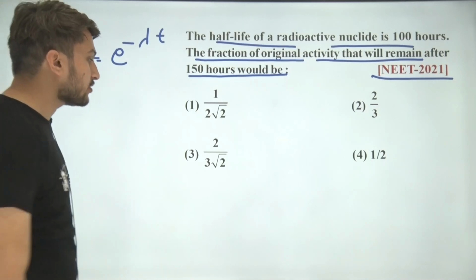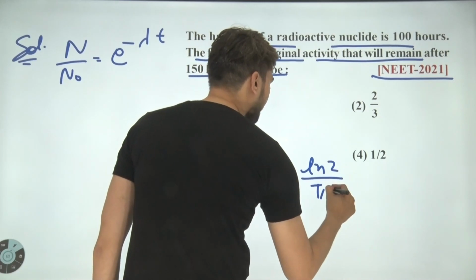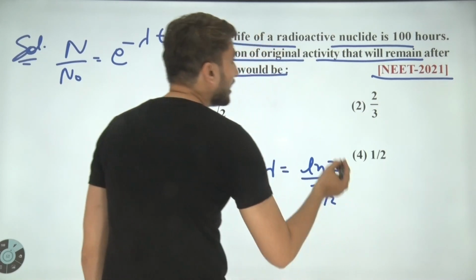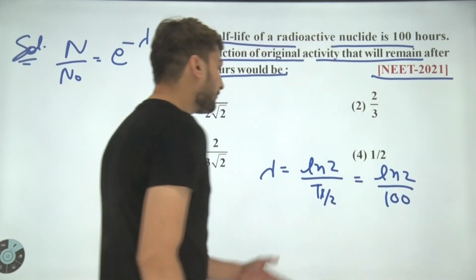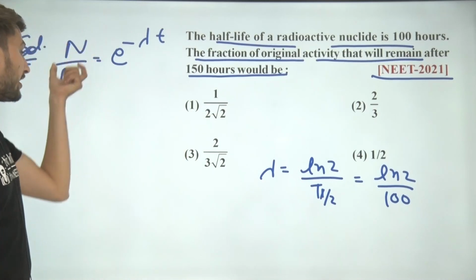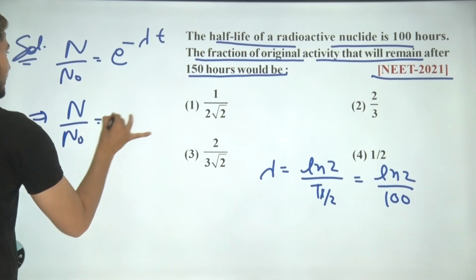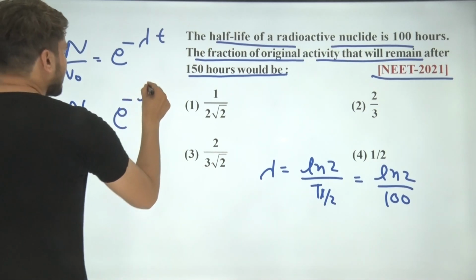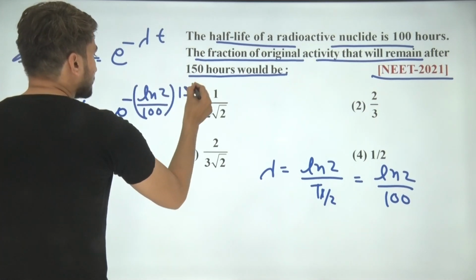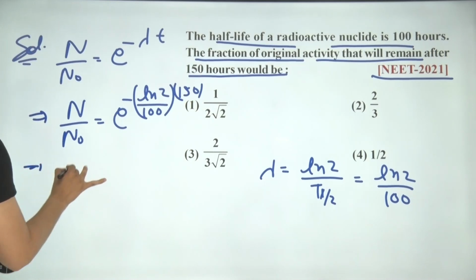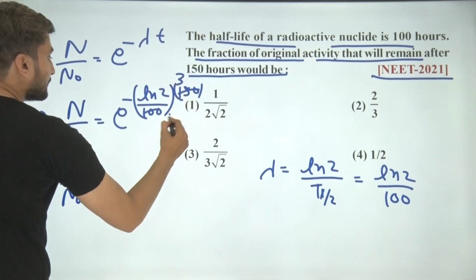We know that lambda is equal to ln2 upon t half, and t half is given as 100. That means this is ln2 by 100. Now we put all the values here and find the value of N upon N naught. So N upon N naught is e to the power minus lambda, which is ln2 upon 100, and time is 150 hours. So this is 150. Now we solve that, so this is 3 by 2.